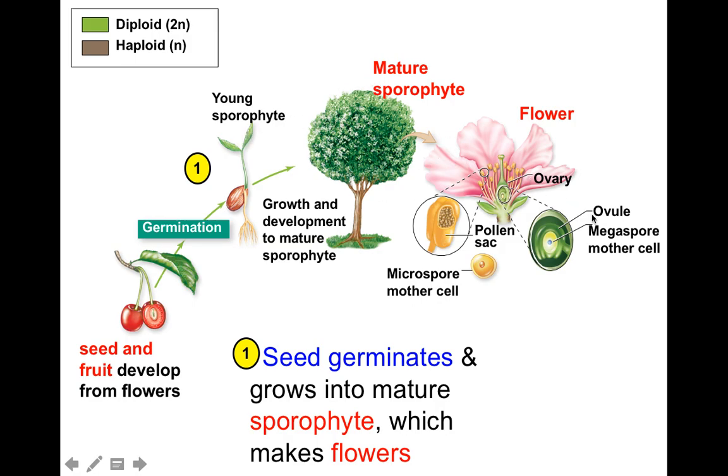Once it gets to a certain age, it's going to produce flowers that have all these structures on them, and it's going to include stamens, which are going to produce the pollen grains, and then the ovules, which are going to have tissue that undergoes meiosis to produce a megaspore.